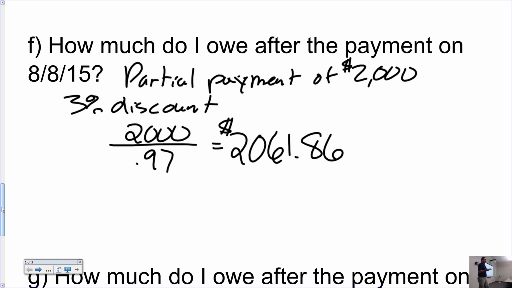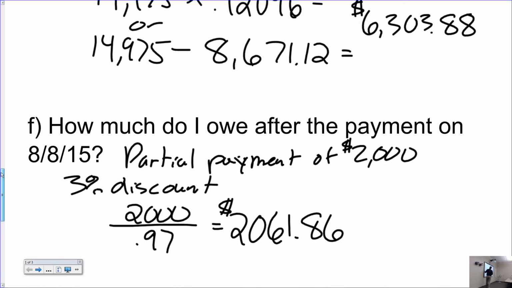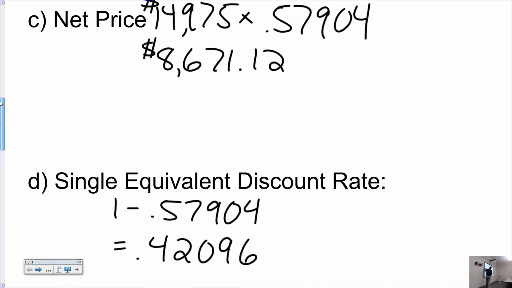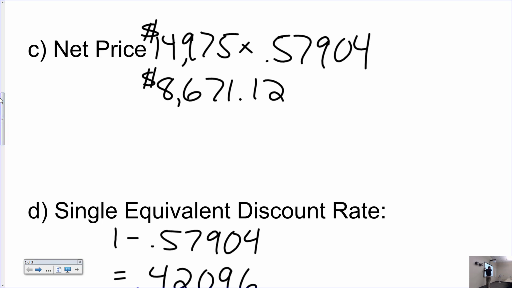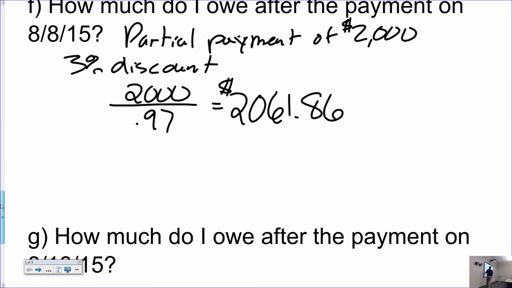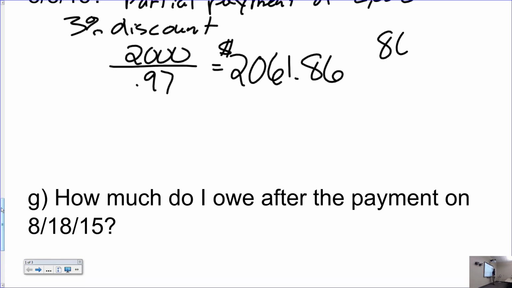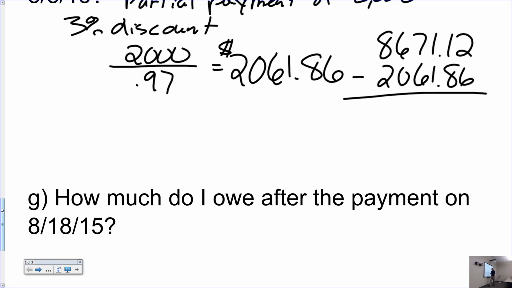All right, now what am I going to do with that number then? That's how much you owe, but you subtract that off from the net price. Exactly. Good. So that's the other thing that you have to make sure that you do correctly here at this stage, folks, is remember that the net price is what you owe. So when you pay this much, whatever's left after you subtract it, that's how much you owe, right? So take 8,671.12 and subtract 2,061.86, and you will get how much you owe after making that $2,000 payment.